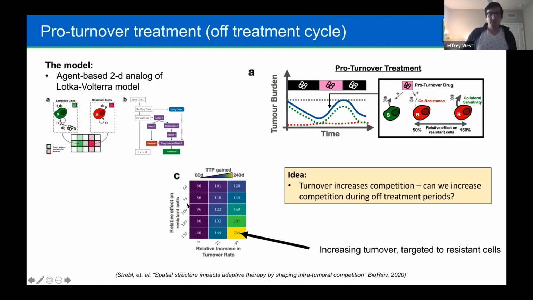So the vertical axis here is the relative effect on either sensitive or resistant cells. So if we have a turnover treatment, if we're targeting more strongly the resistant cells and not targeting sensitive cells at all, that's the bottom row here. And then left to right is the increased rate of turnover. So you can see that increasing the turnover, especially when it's targeted to resistant cells, has the highest gain of time to progression for adaptive therapy.